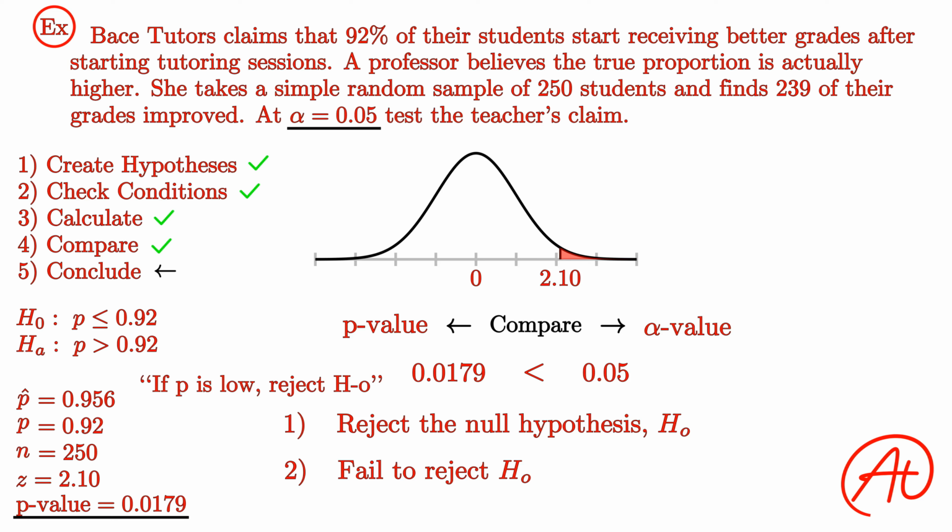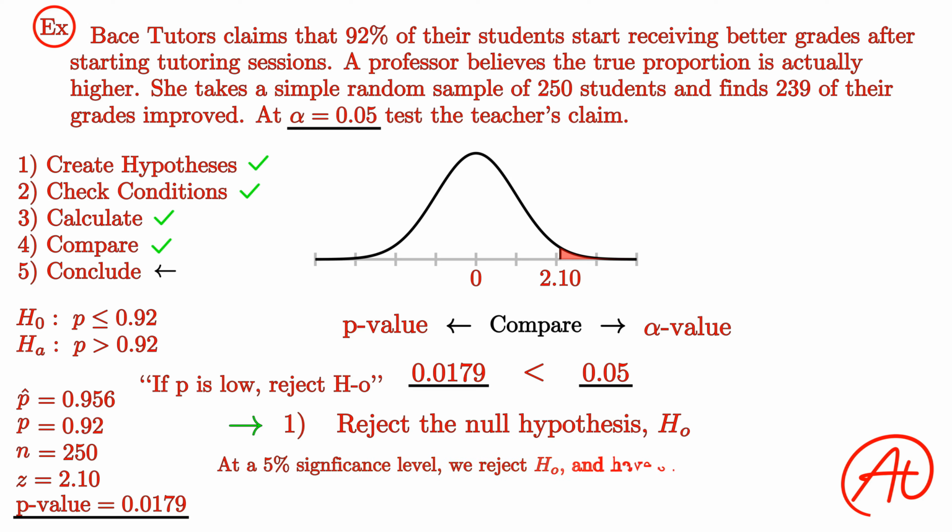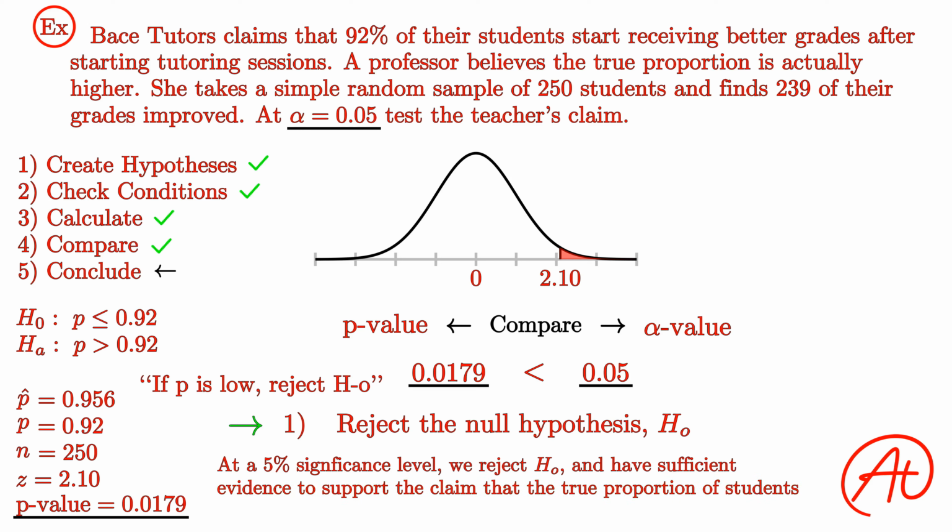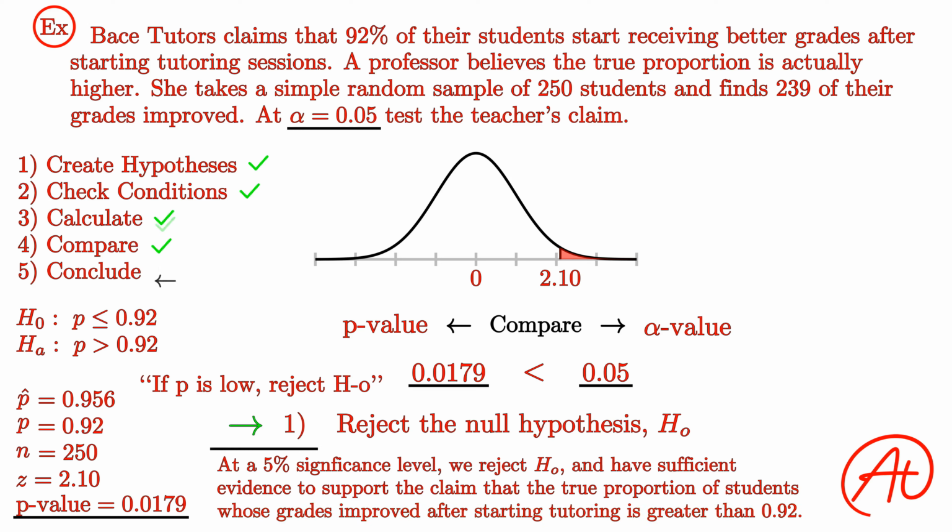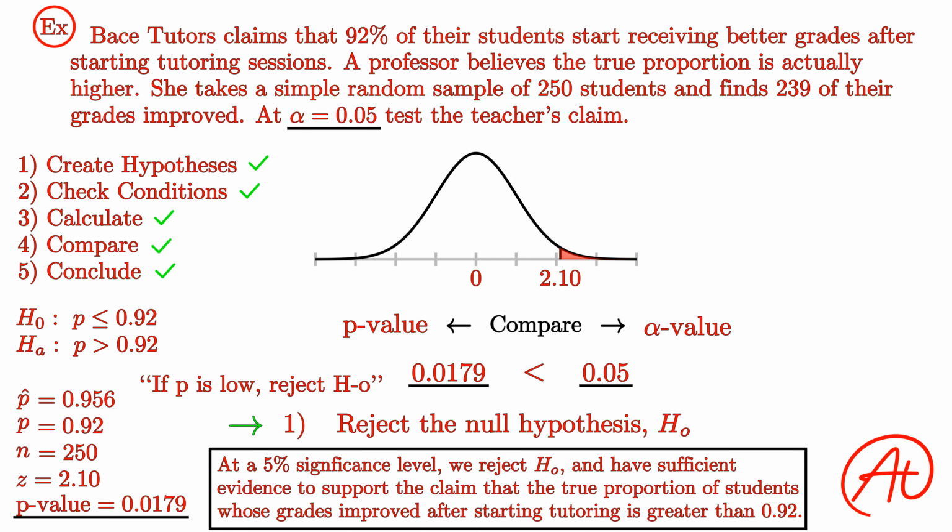For our example, the p-value of 0.0179 was less than our alpha value of 0.05, so we would reject our null hypothesis. To put this in context of the problem in more official statistics language, we could say at a 5% significance level, we reject the null hypothesis and have sufficient evidence to support the claim that the true proportion of students whose grades improved after starting tutoring is actually greater than 0.92.